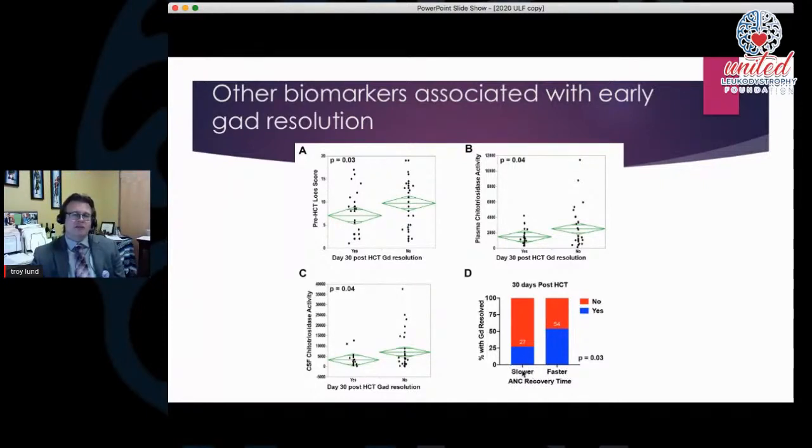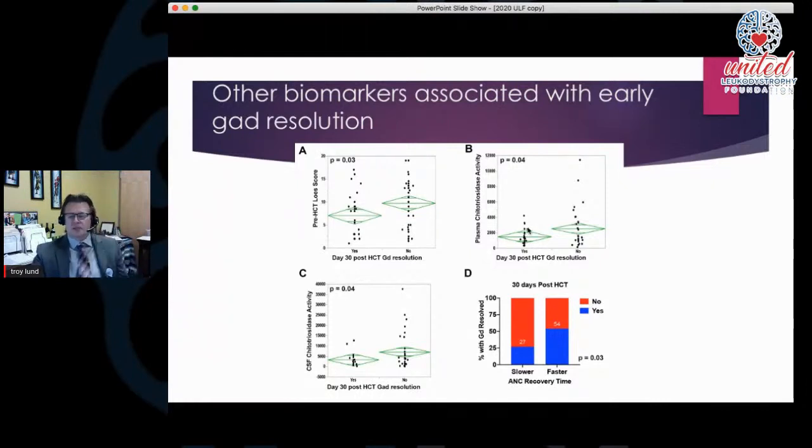And then we looked at the percent with gadolinium resolution by day 30. And it turns out if you recover your immune system faster, the percentage of boys that resolved gadolinium was about 50%. But if you recovered your immune system slower, it was only about a quarter, so 25%. So that speed of engraftment plays a role in gadolinium resolution, and that data is also significant. And some of this has already been published.